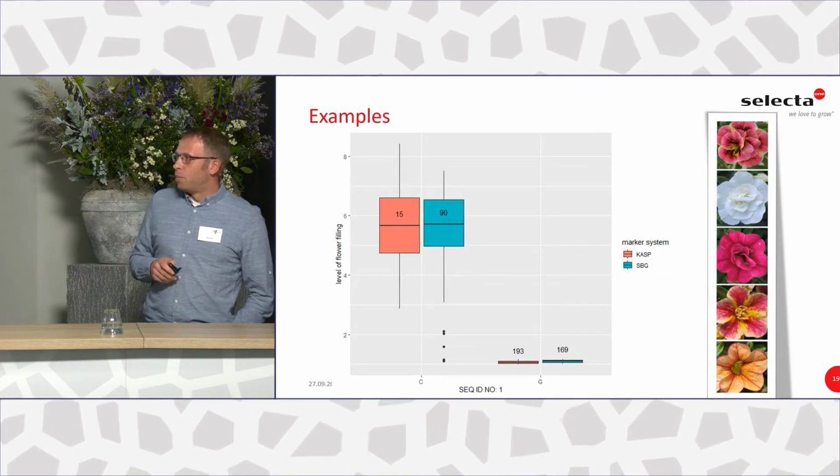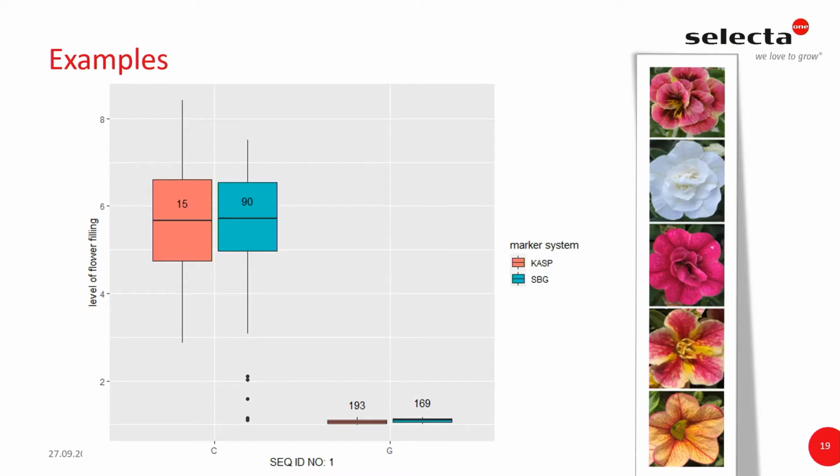Here you can see some box plots where you see on the x-axis the two different alleles, and on the y-axis the level of filling. If it's more on the bottom, it means a single one, like the one here on the bottom, this yellow with red veins. And if it's more on the top, a really good filled one. You see here a clear distinction between these two, and we do at the beginning a sequence-based genotyping approach.